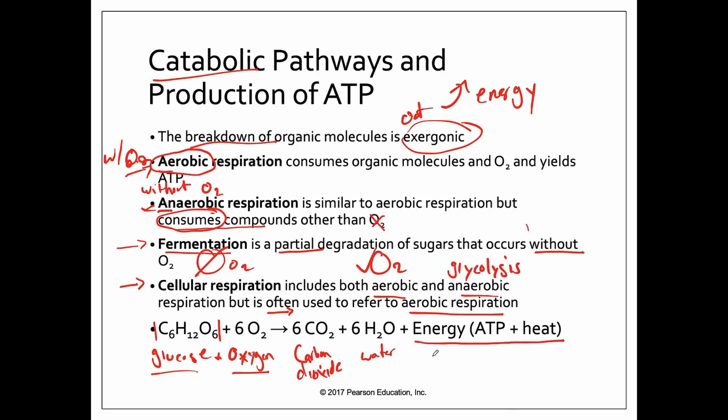So we'll create energy in the form of ATP, which is usable. And every step, according to the second law of thermodynamics, will also create heat that will just get lost to the atmosphere and won't be usable. You need to know this overall formula for cellular respiration. So you need to know that glucose and oxygen are the reactants, and carbon dioxide, water, and ATP are the products.